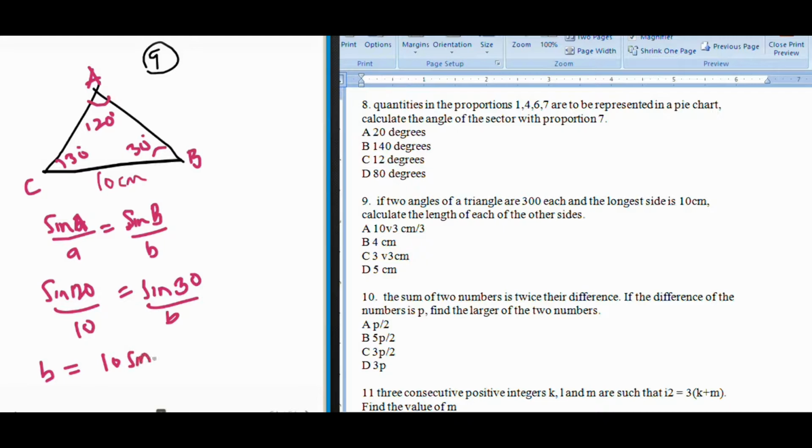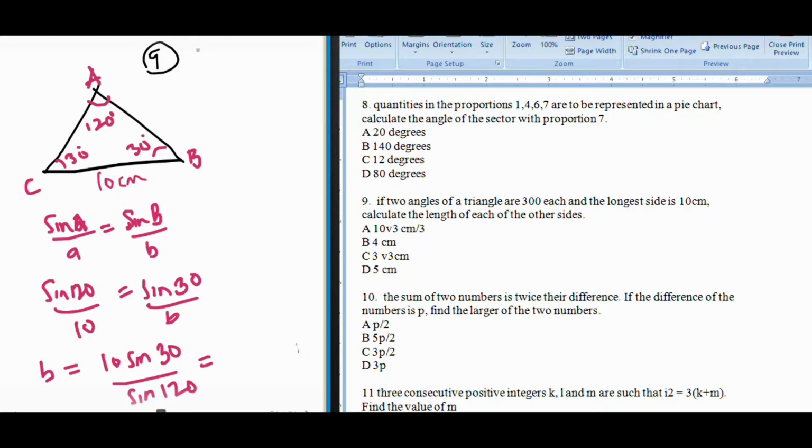Now, sine 120 is root 3 over 2, everything over 10. Why? 120 is in the second quadrant, and in the second quadrant the angle is 180 minus theta. Since our theta is 120 here, 180 minus 120 gives us 60, and sine 60 is root 3 over 2. Then don't forget that everything is divided by 10. That will be equal to sine 30 degrees, which is half, all over b.